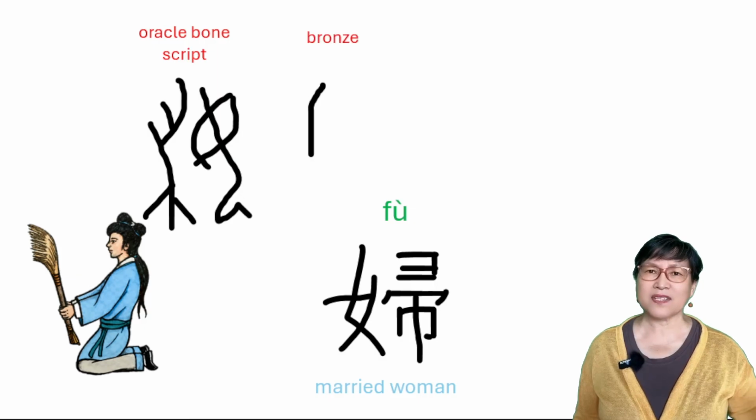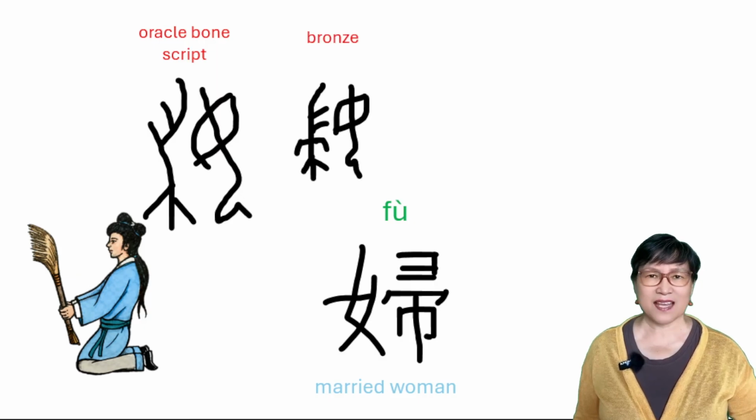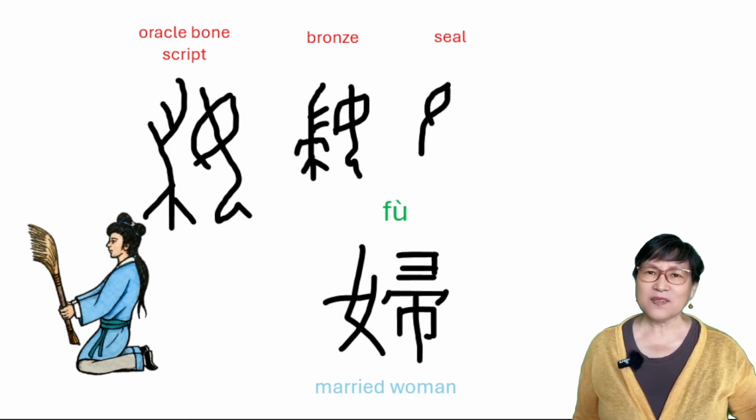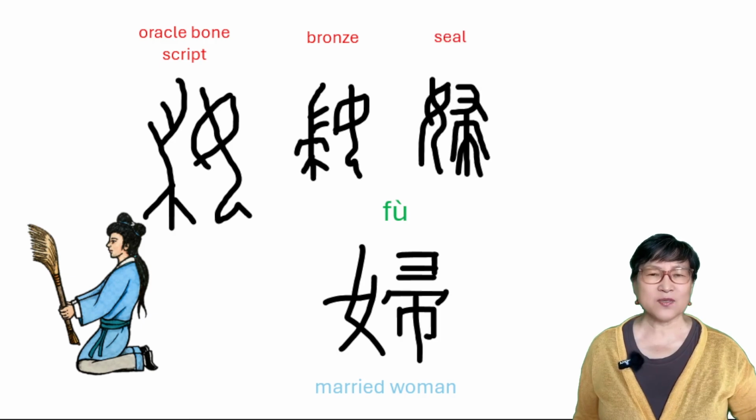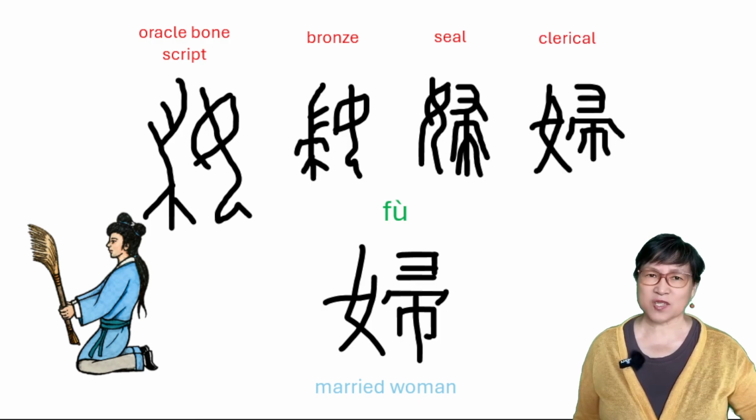As the character evolved through different writing styles, its appearance gradually changed. Notice that when it developed into seal script, the positions of the two components were reversed, and this arrangement was kept till the traditional form that we recognize today.